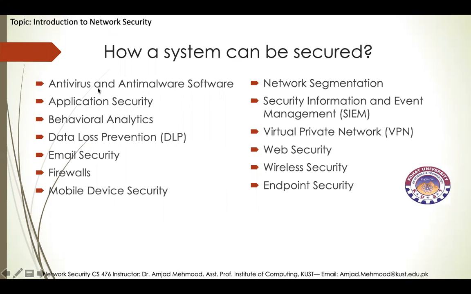How can a system be secured? These are the techniques or components which we can use to make our network secure: antivirus and anti-malware software, application security, behavior security, data loss prevention, email security, firewalls, mobile security, device security, network segmentation, security information and event management, virtual private network or VPN, web security, wireless security, and endpoint security.